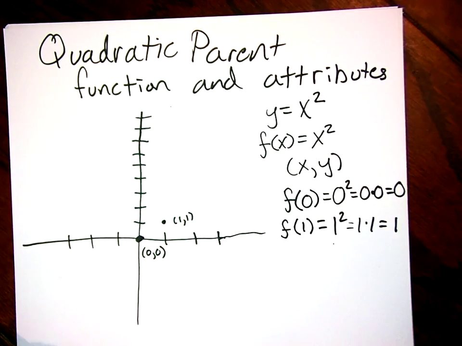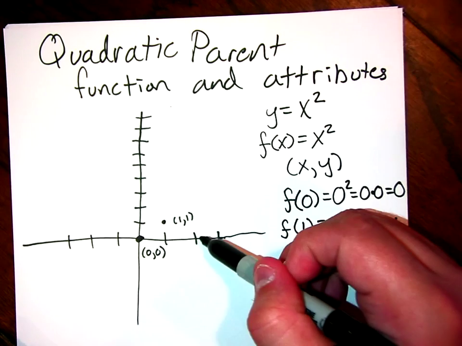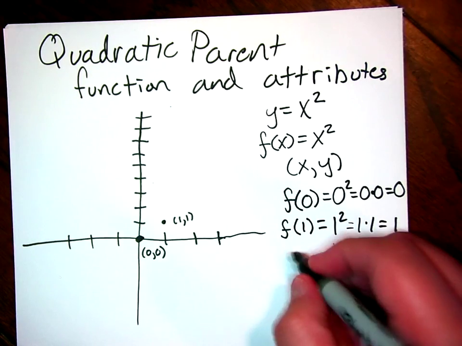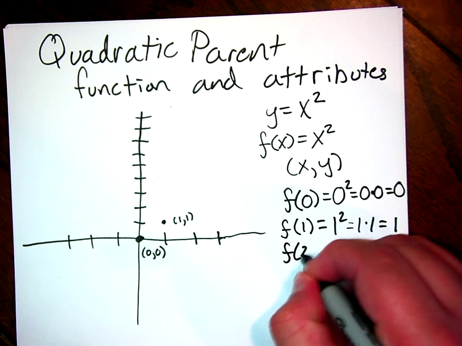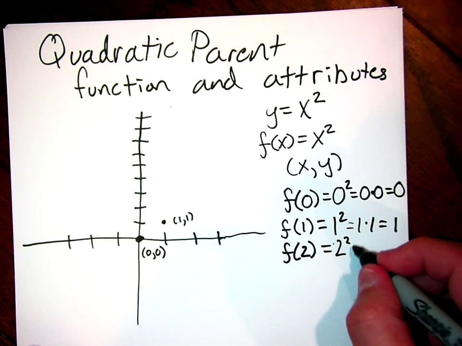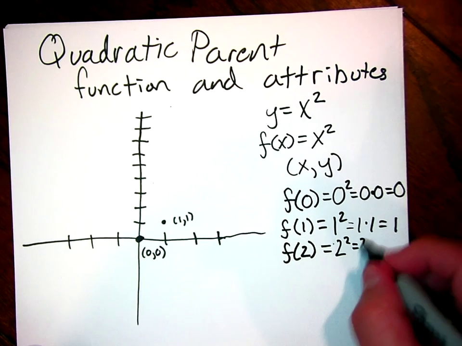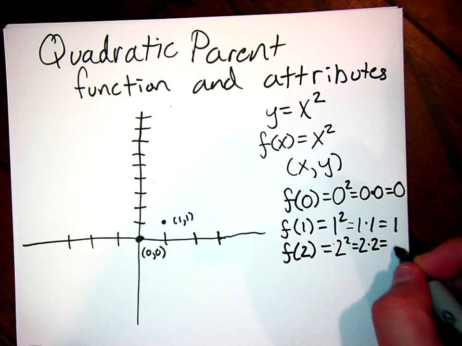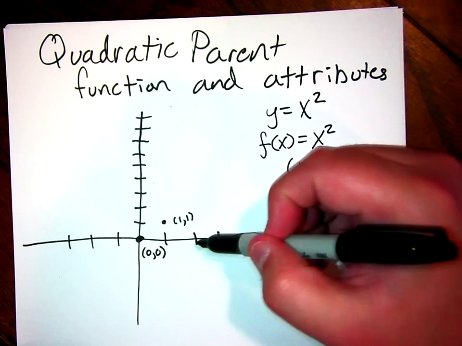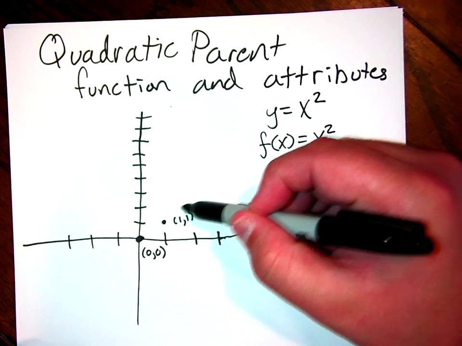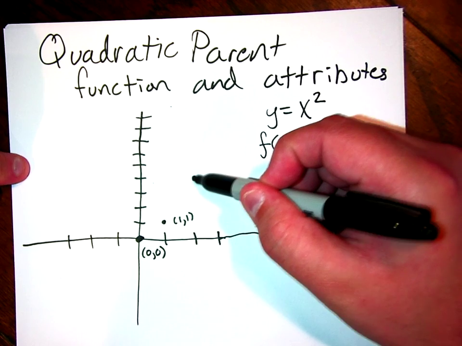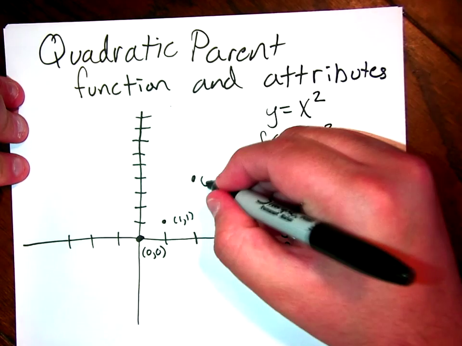All right, let's keep going. What if my input is 2? So f of 2 equals 2 squared, which is 2 times 2, or 4. So if my input is 2, my output is 1, 2, 3, 4. That's where I get my next point, 2 comma 4.